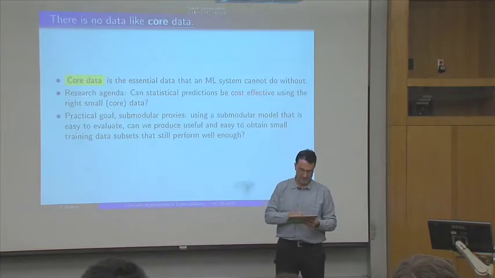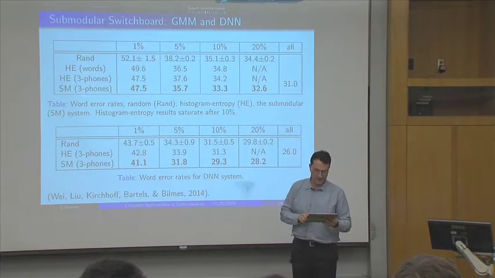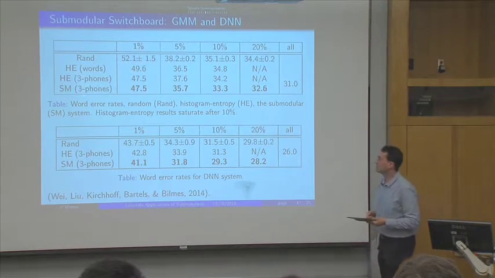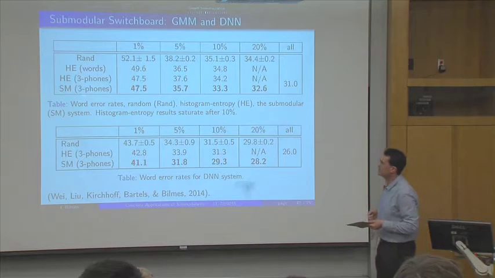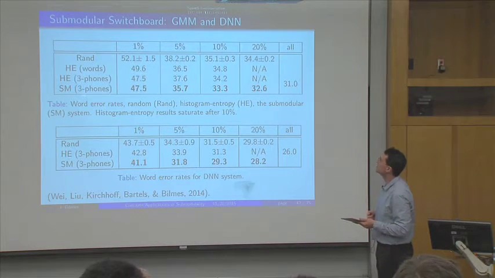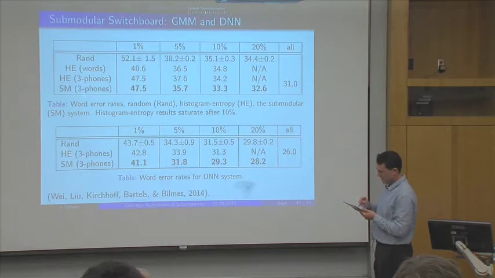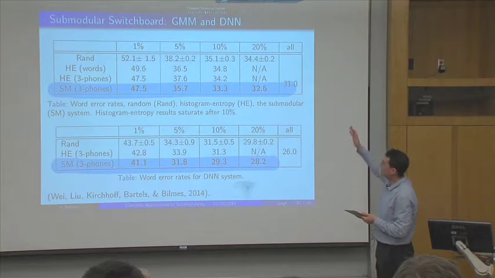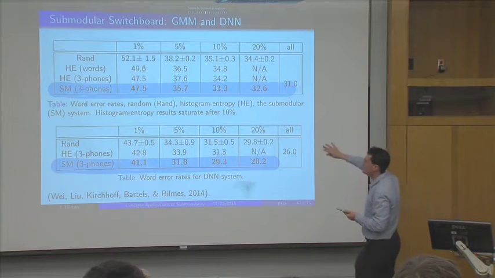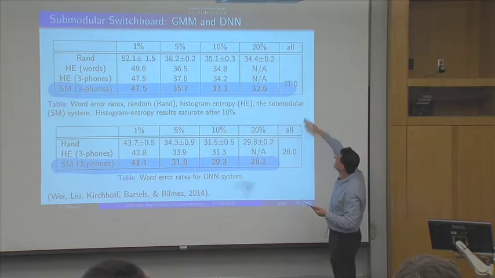So I'm going to skip a lot of stuff and get to some results. We tried this on speech. This is on a well-known corpus, large vocabulary, considered a reasonably respectable corpus in the speech recognition domain. It's called Switchboard. And this is looking at the submodular method on a Gaussian mixture system on the top and a deep model system below. And this is all of the data in the right-hand column.